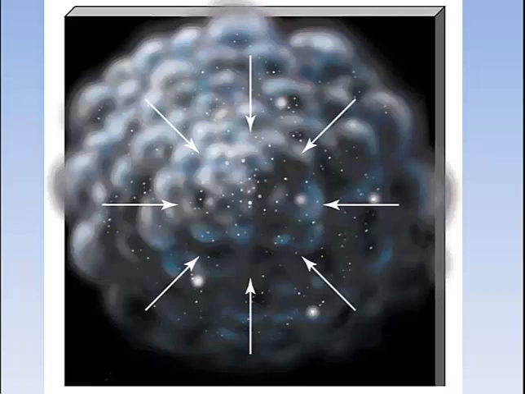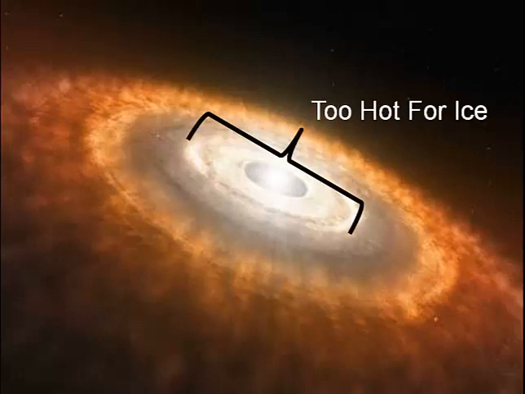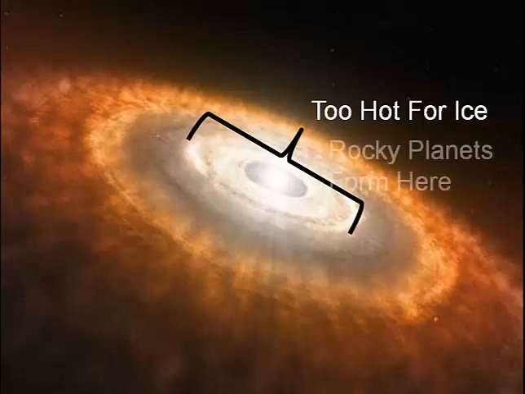So here's our nebula, this giant cloud. It's beginning to contract due to its own gravity. And eventually it forms a spinning disk, kind of like a frisbee. And the inner part is warm, so it's too hot for ice. So rock and metal dust were common there. And the outer part was cooler. So we're going to get some rocky planets in this inner part. And we're going to get some gas and ice planets in the outer part.